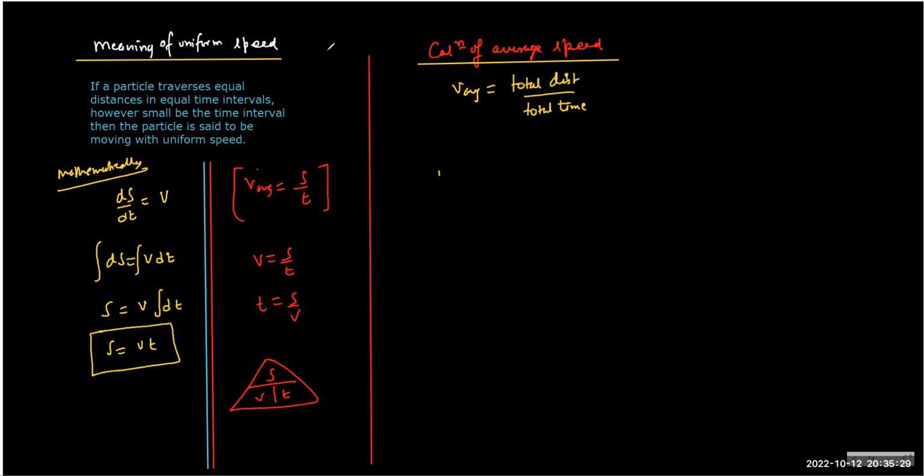So once again, average speed: what is the formula or definition? Total distance upon total time. Correct. Average velocity: total displacement by total time. Average acceleration: change in velocity by time. Exactly. Change in velocity upon time.